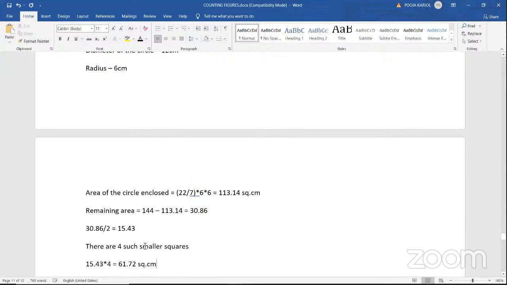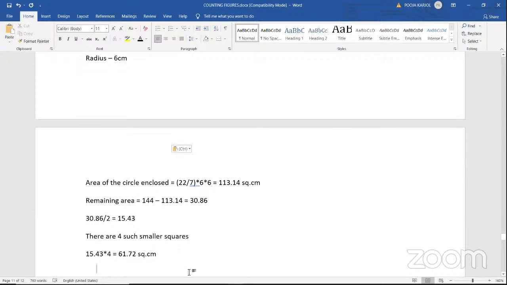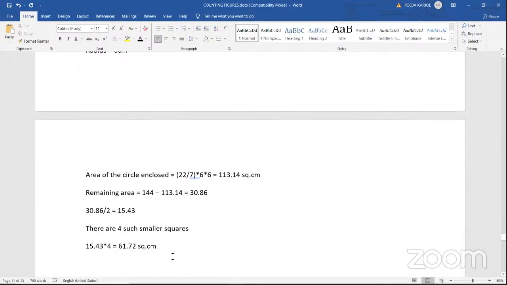Okay, and there are 4 such smaller squares. So I've multiplied this by 4, which will be 61.72 square centimeter. Okay, whoever has got this answer is correct.